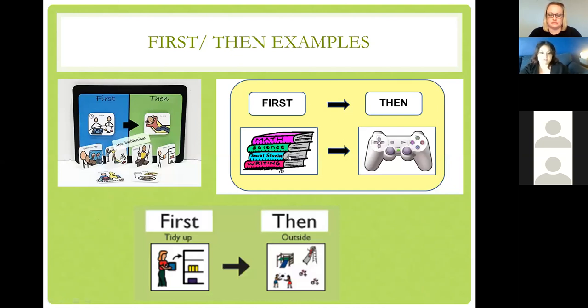These are examples of how we use first-then visuals. So when you have one of these, you can say, okay, first school, then video games. First work, then we have a break. So it really does work with pretty much anything you want your kid to do. It works really well with the visual schedule. I know often I've used visual schedules and used this along with it when I'm working with a kid who really needs to see what's coming right after.